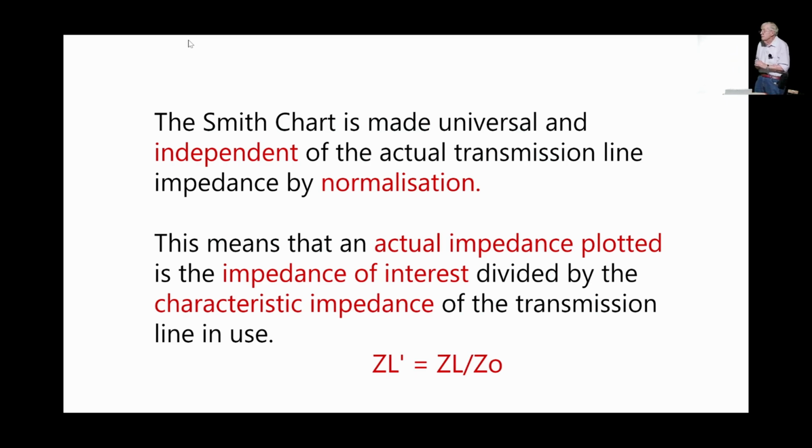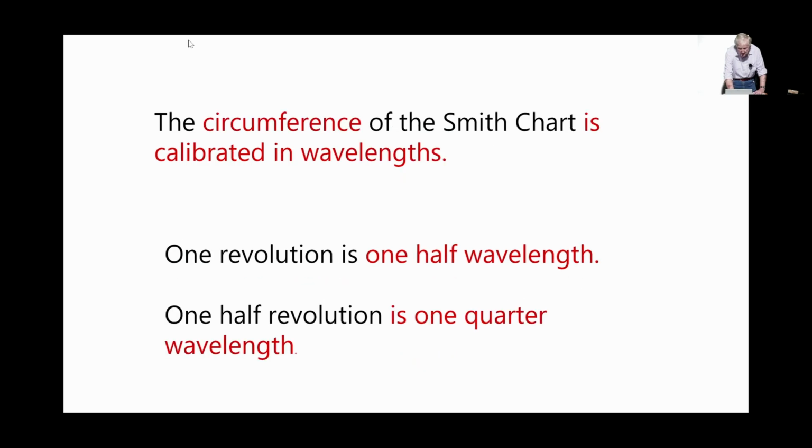Anywhere on the Smith chart, you actually normalise the values. And that means whatever the characteristic impedance of the transmission line that you're using, you divide the impedance that you're interested in by that value. And that's what we call ZL dash there. You do the same with admittances, except with admittances you multiply because it's the inverse of impedance.